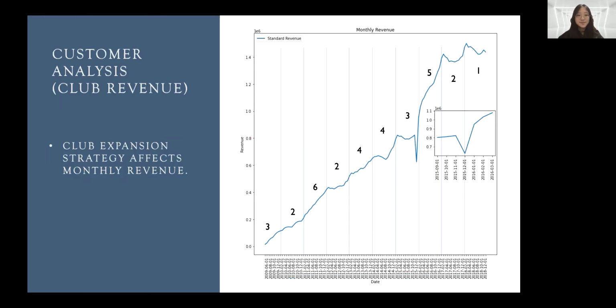After the price analysis, we assume there are two reasons for the changed revenue: the increased fees and the changing member counts. Club expansion is one dimension to observe the changing member counts. Club expansion strategy can affect monthly revenue. The labels along the line are the number of newly opened clubs every year, and the slope is positively correlated with the number of clubs opened.